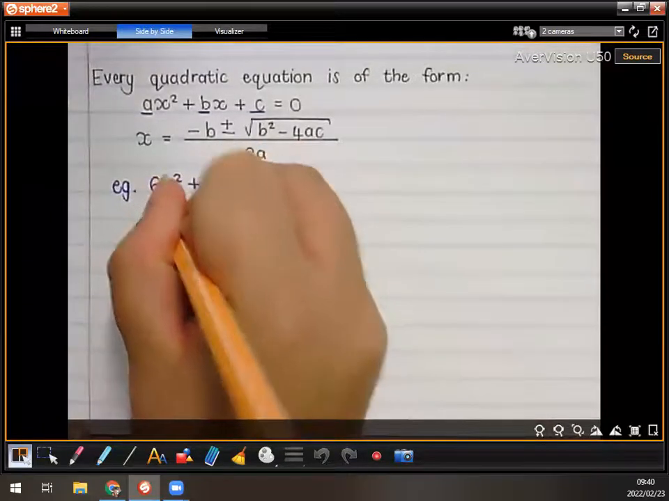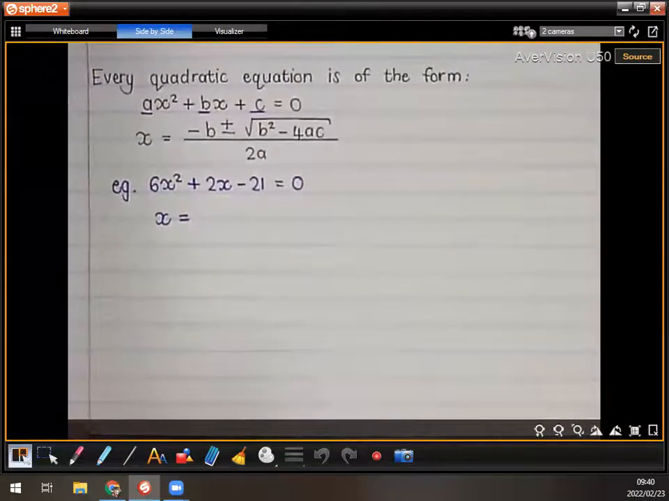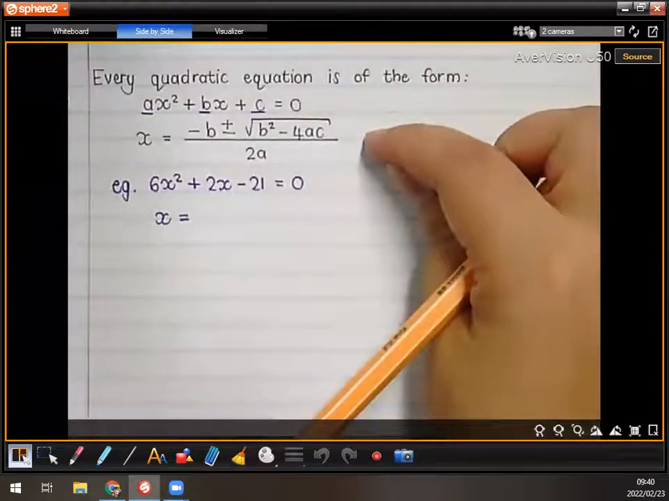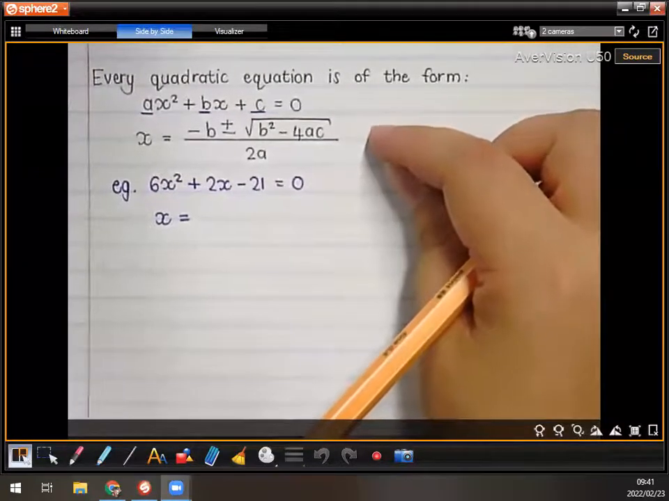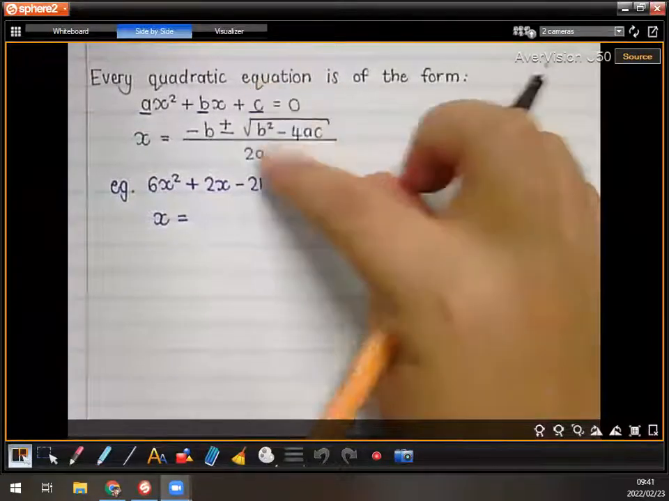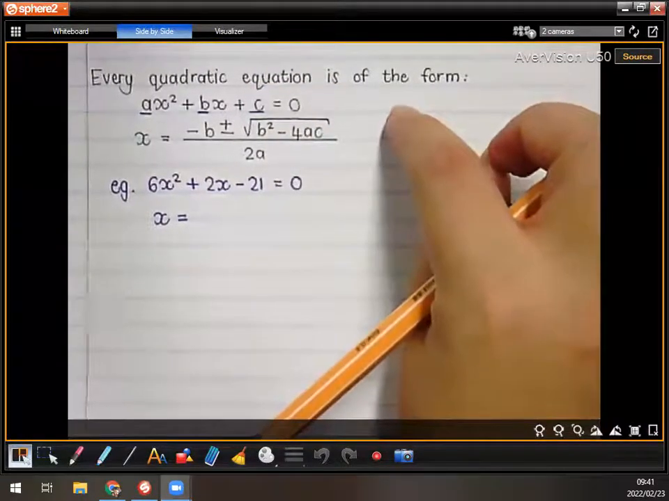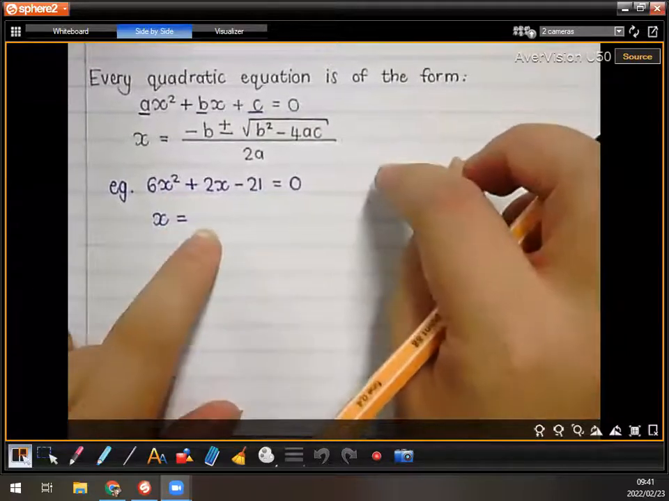You are going to write x equals. Now, unfortunately, this formula you need to know off by heart. In AP, I actually give you the list of formulas. Okay, so I will give you this, but if you want to use this in a core test or exam, the formula won't be given, so you will have to remember it.